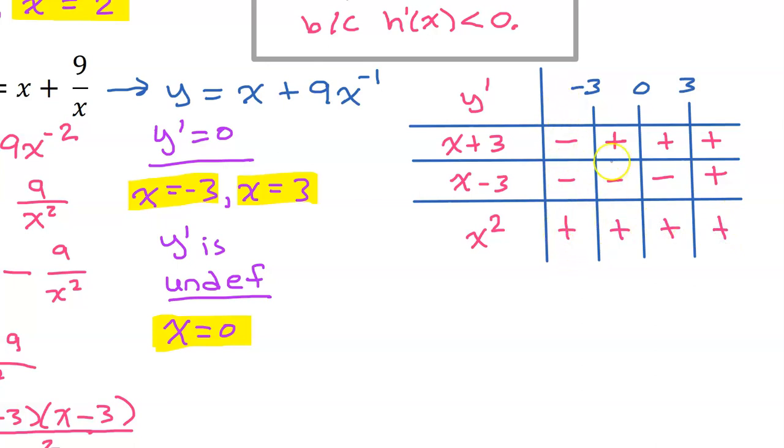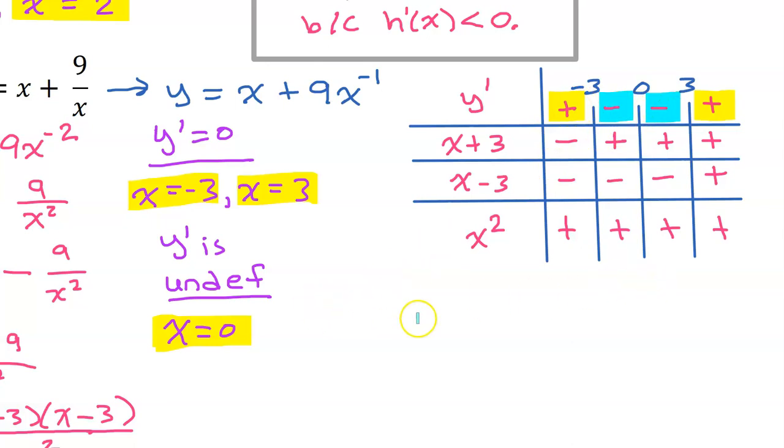So let's look at each column. If I have a negative times a negative, that's a positive. If I have a positive times a negative, that's a negative. All right, I have a single negative in the third column, that's going to give me a negative. All positives in the last column, so that is a positive. Remember, our overall goal is to find where the function is increasing and decreasing. The original function will be increasing when y prime is positive, and it will be decreasing when y prime is negative. So we can see our increasing and decreasing intervals.